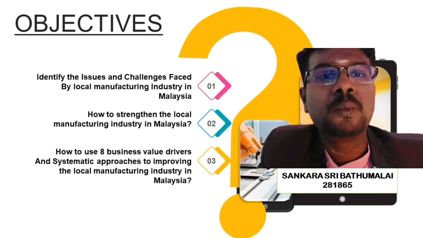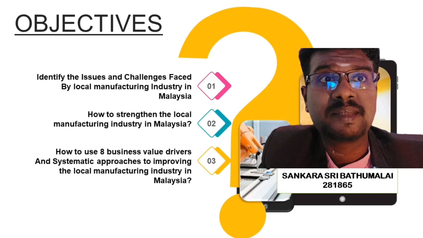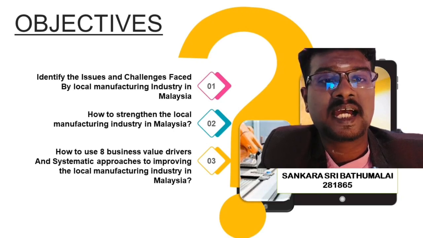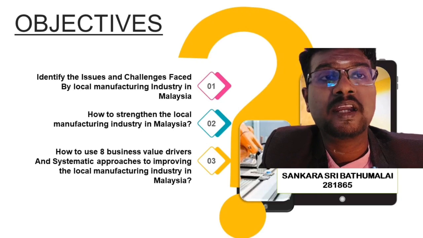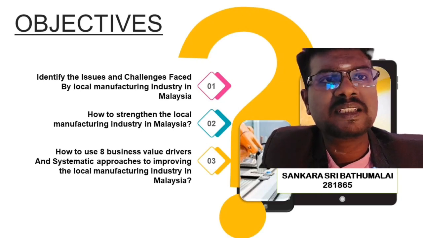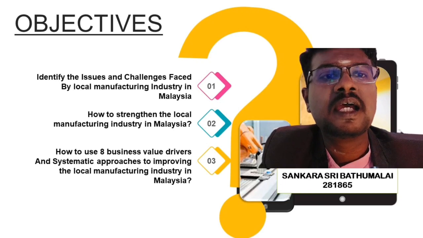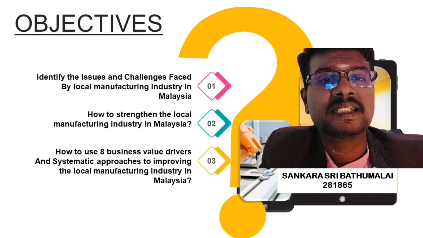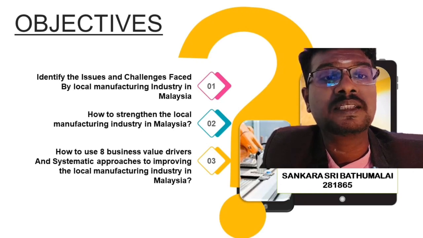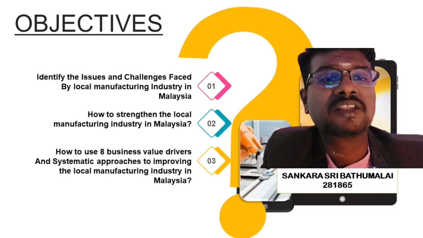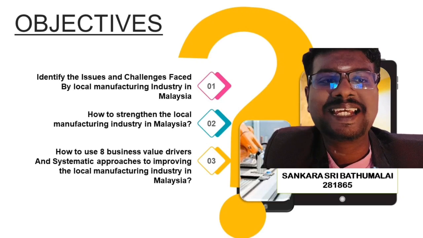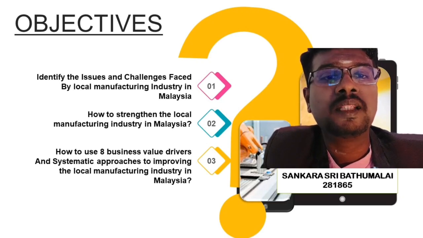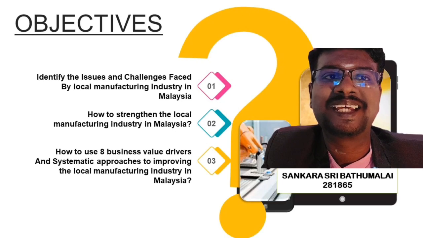From this point on, we will learn about the problems that Malaysian manufacturing industry is facing, particularly at this pandemic era. Our second objective is to identify how to strengthen the local manufacturing industry in Malaysia. This will support our Malaysian manufacturing industry in improving over the COVID-19 pandemic. Lastly, we're going to see 2 objectives, which are how to use 8 business value drives and systematic approach into improving the local manufacturing industry in Malaysia. Simply said, we will discover the techniques for improving the manufacturing industry as well as their systemic techniques.